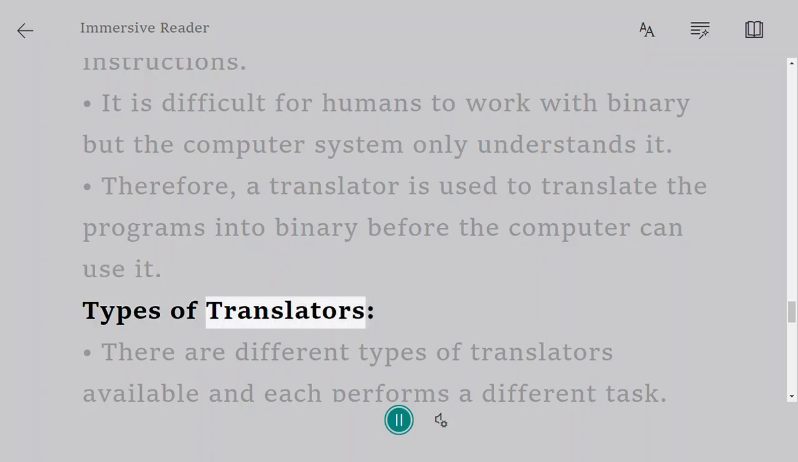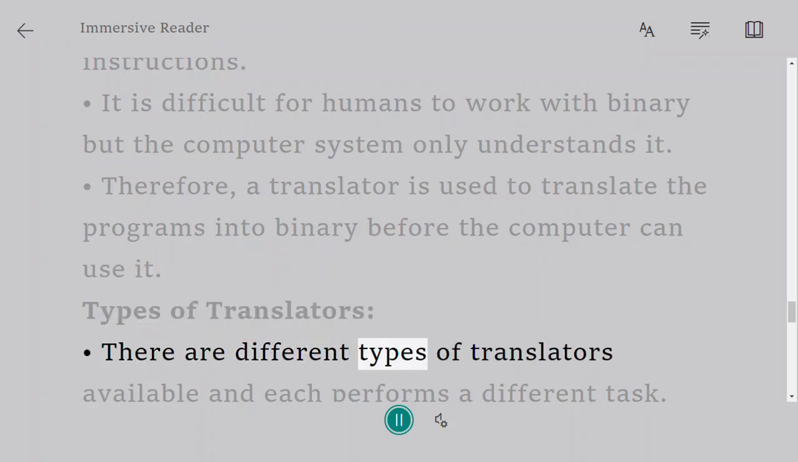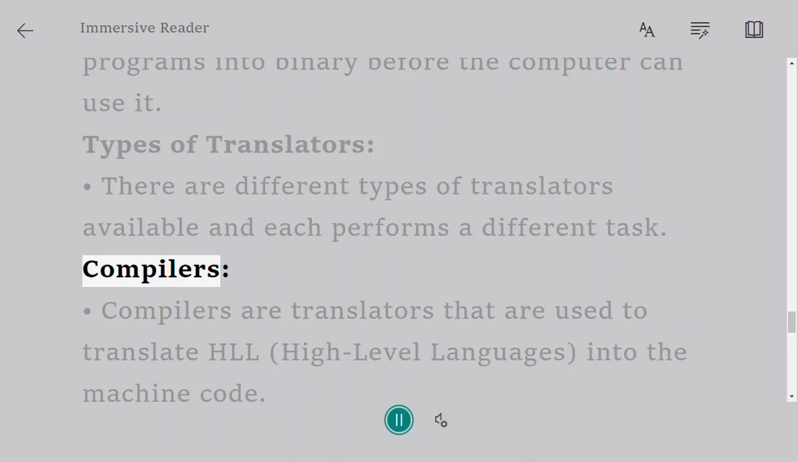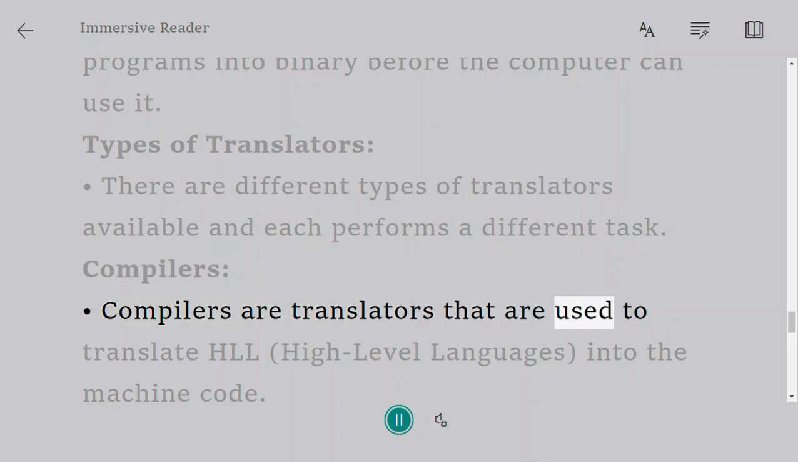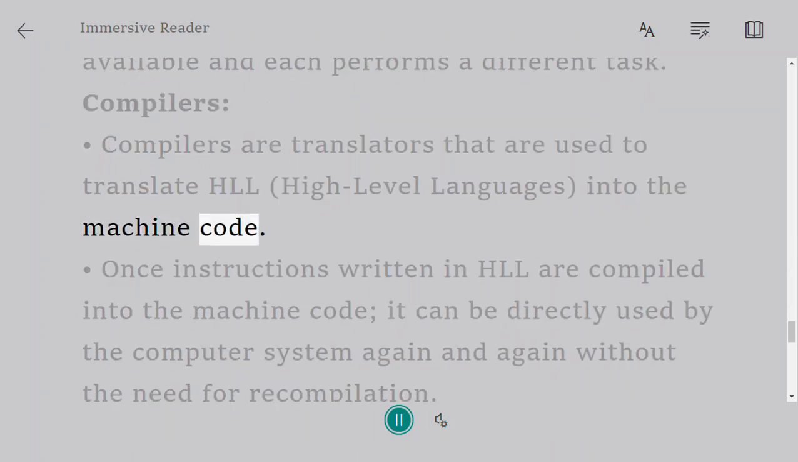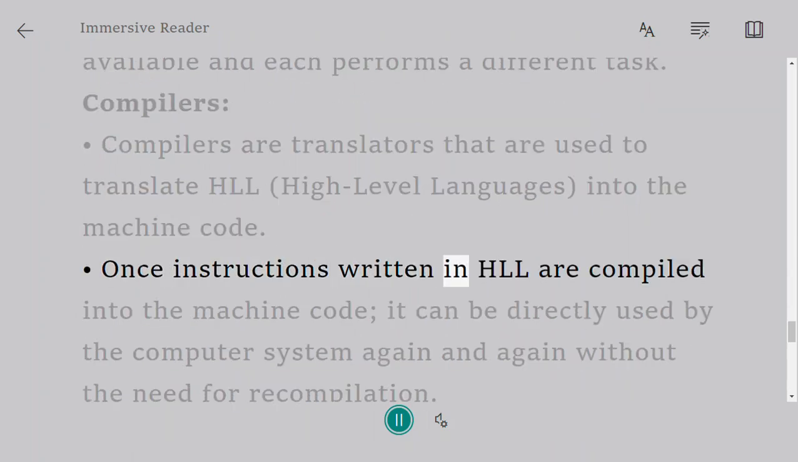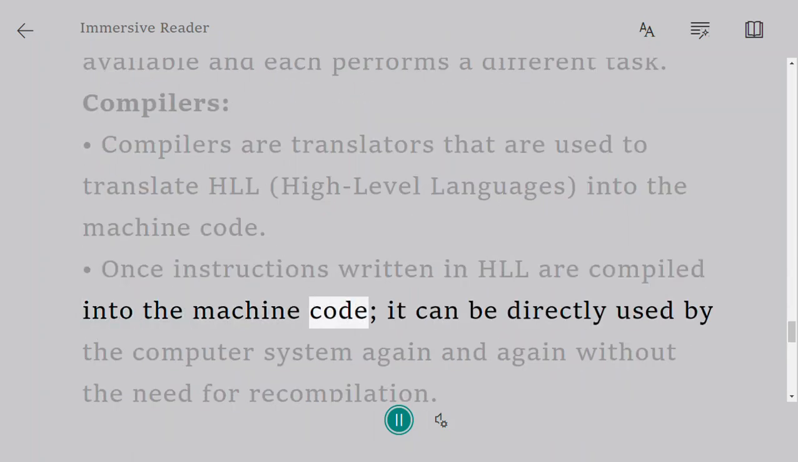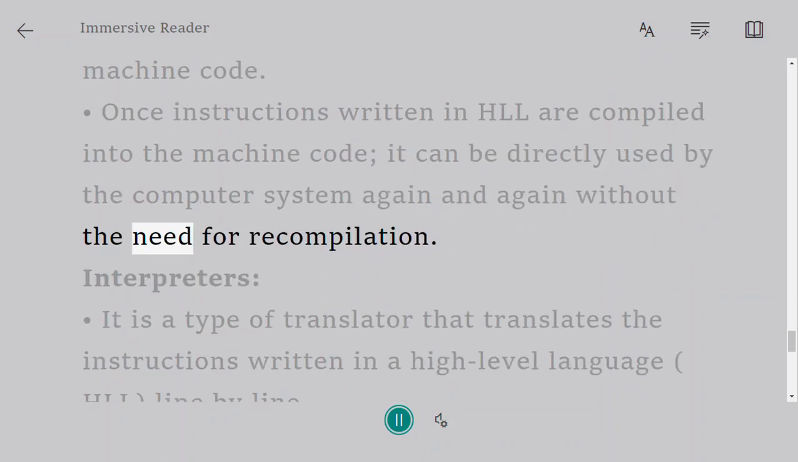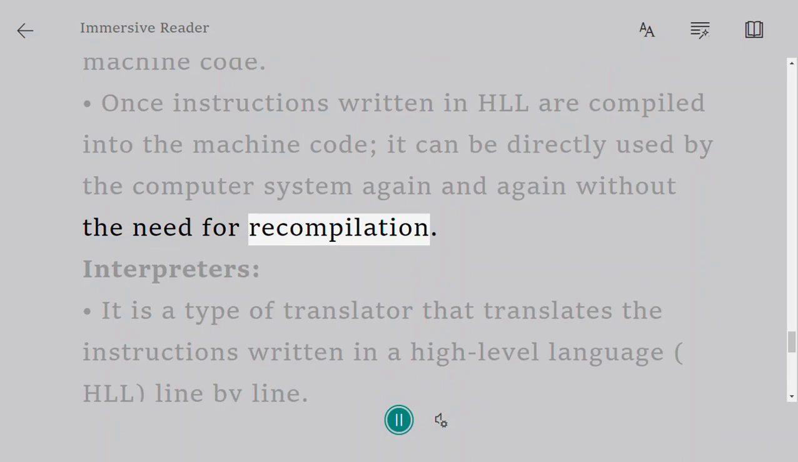Types of translators. There are different types of translators available and each performs a different task. Compilers. Compilers are translators that are used to translate HLL, high-level languages, into the machine code. Once instructions written in HLL are compiled into the machine code, it can be directly used by the computer system again and again without the need for recompilation.